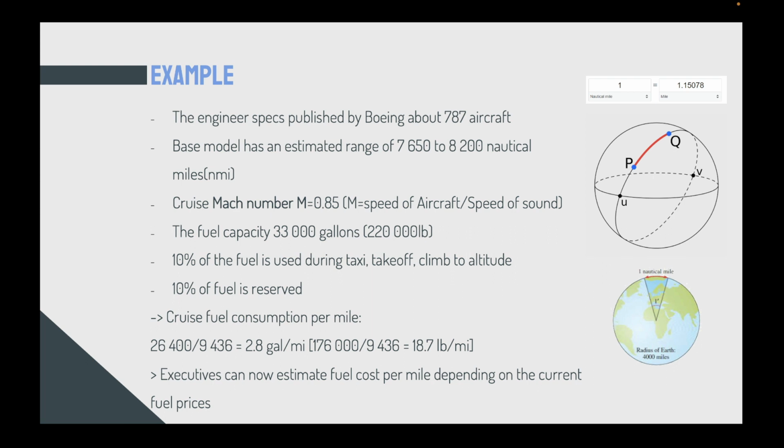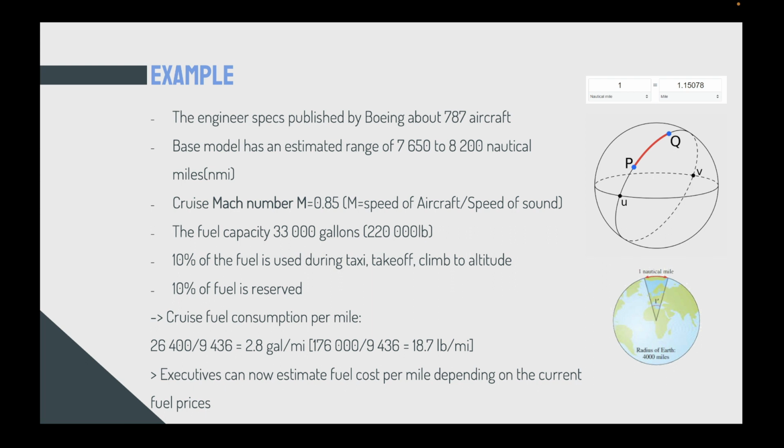10% of the fuel is used during taxi, takeoff, and climbing to altitude. 10% of the fuel is reserved for emergencies. Now, he calculated the cruise fuel consumption per mile by dividing 26,400 by 9,436, and he got 2.8 gallons per mile, which would be 18.7 pounds per mile.